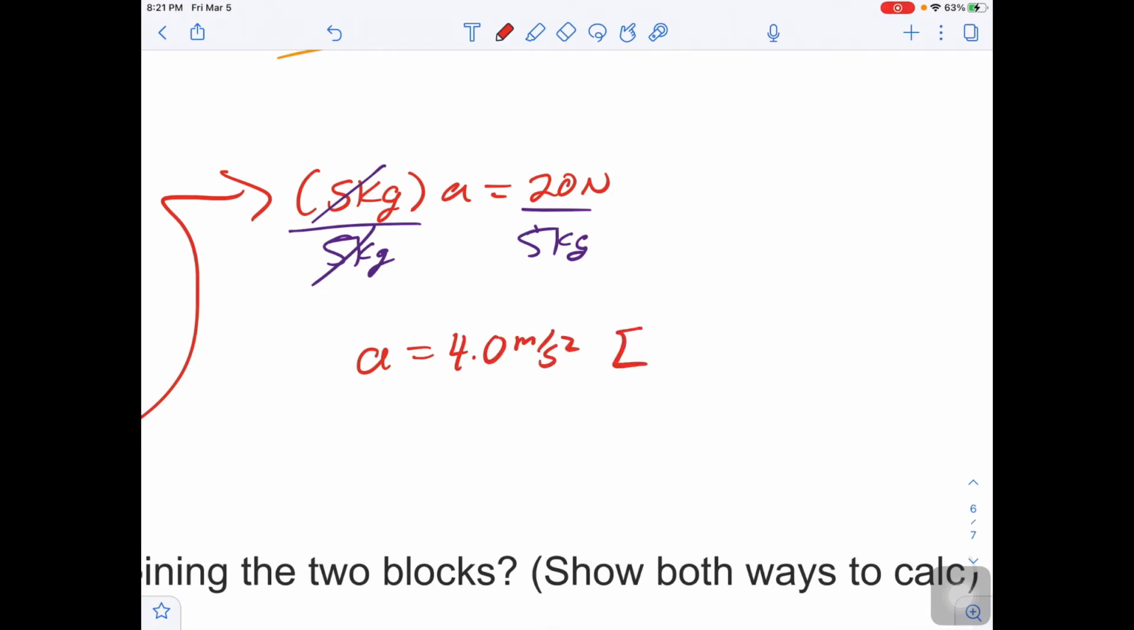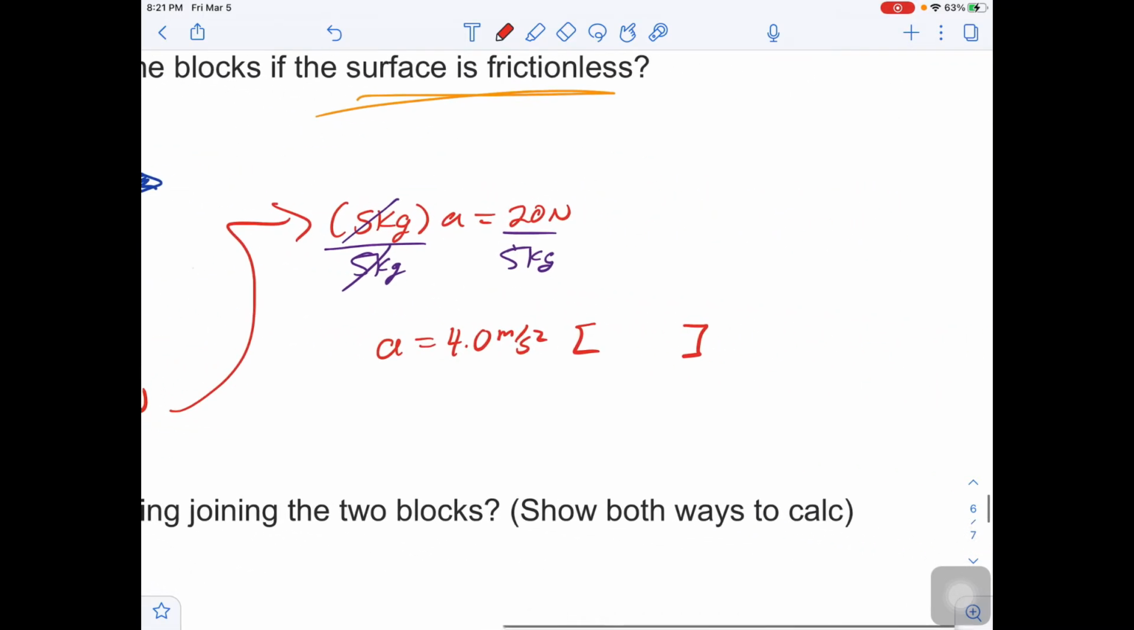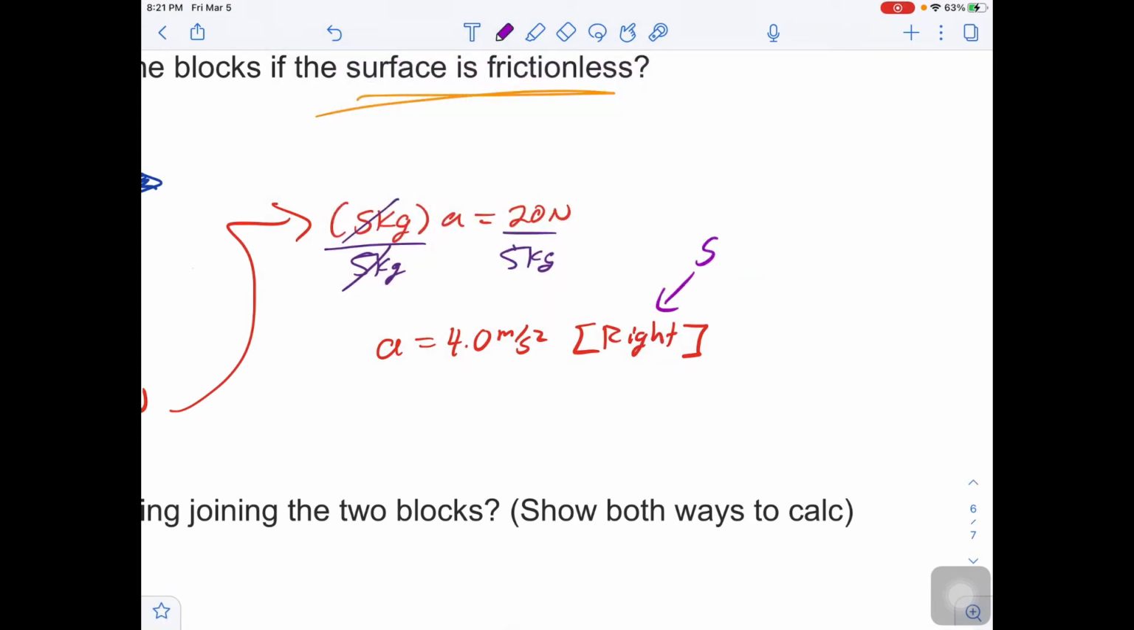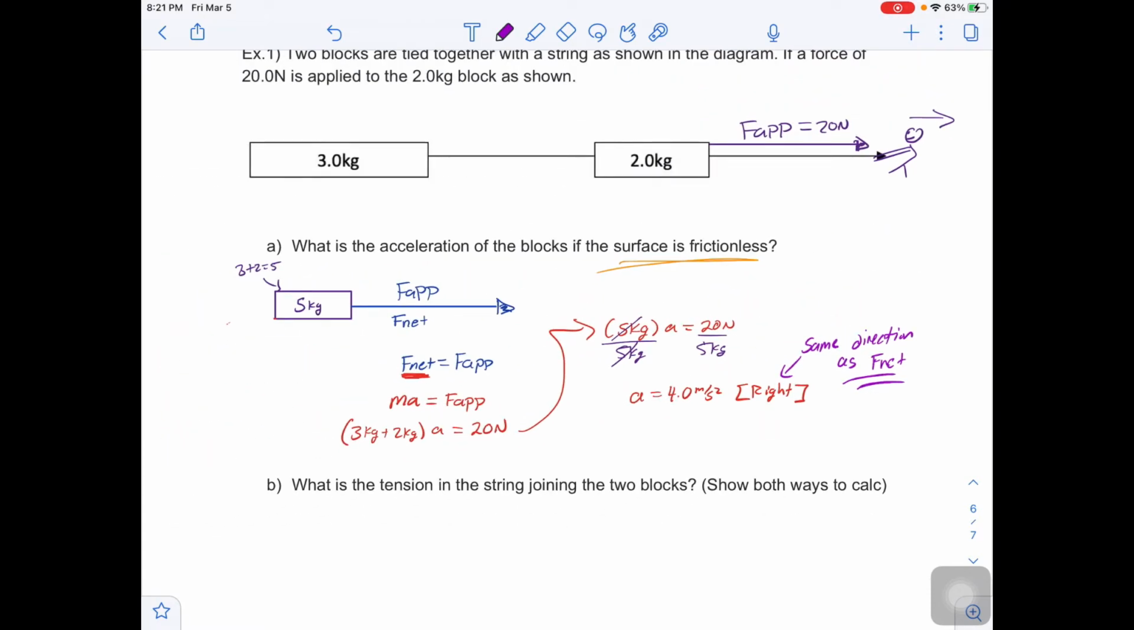Now you might be wondering what the direction is. You can either use your picture, so it'd be going right, but understand that it's in the same direction as your force, the same direction as net force. That's where they get their directions from. So hopefully that was pretty simple. Hopefully you've seen a few videos like this.